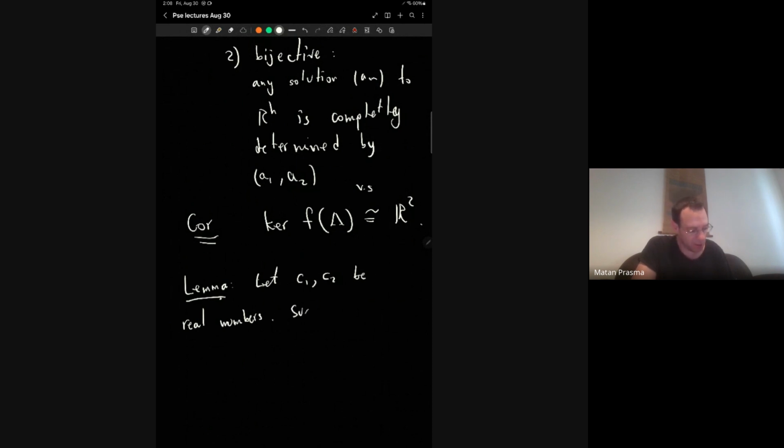And suppose the polynomial lambda squared minus C1 lambda minus C2 equals zero has only one root. Let's call this root R.